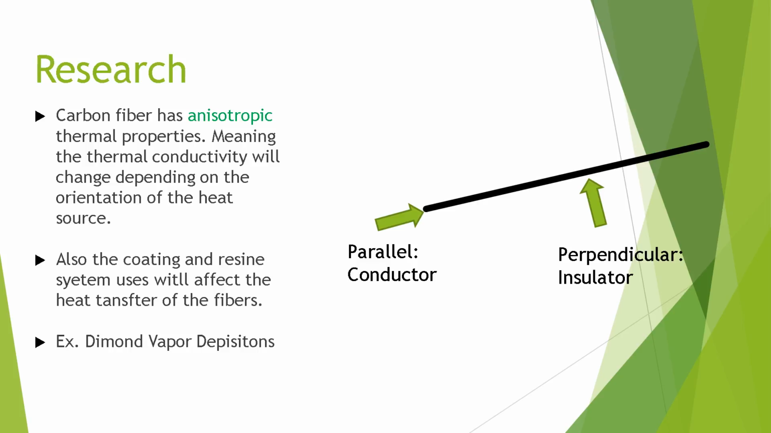conductor. Also, what affects the thermal conductivity of carbon fiber is the coating, because you can't buy carbon fiber with no coating on it, or else it wouldn't wet out or bind to the resin system. One example of a coating is a diamond vapor deposition, in which you vaporize a diamond and deposit it on there, and that increases the thermal conductivity of the carbon fiber.